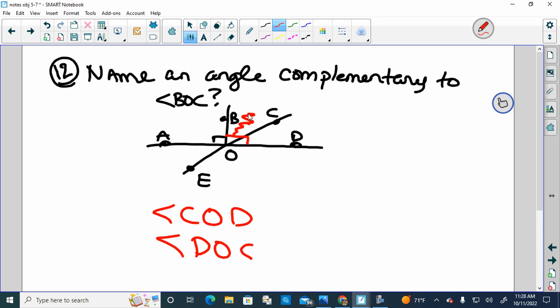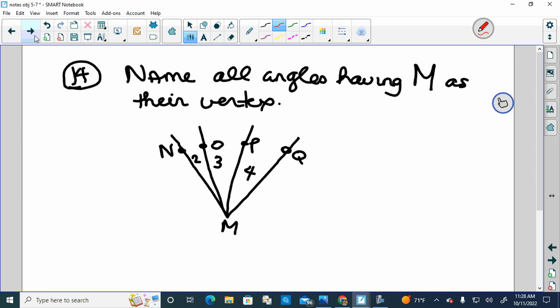Okay, so next one. Number 14. This is kind of practicing what we just did on the last one. Name all angles having M as their vertex.